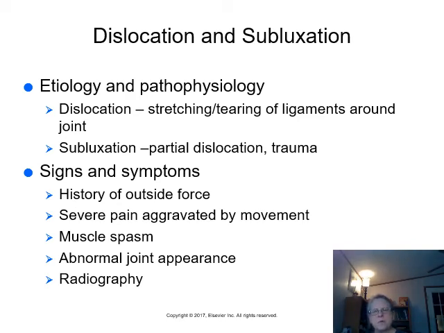Signs and symptoms: we identify the history, an outside force. It may have been a motor vehicle accident, a fall, or whatever. Severe pain may be aggravated by any type of movement. If they're trying to move their arm or their leg, you're definitely going to have muscle spasms going on. The joint itself may look a little bit strange because it doesn't work right, it doesn't move, it's popping, something going on. And the doctor will do some x-rays to show, yep, it's dislocated.